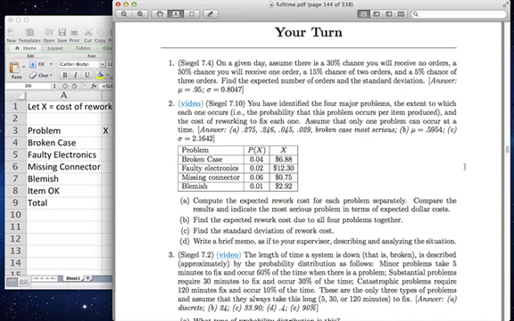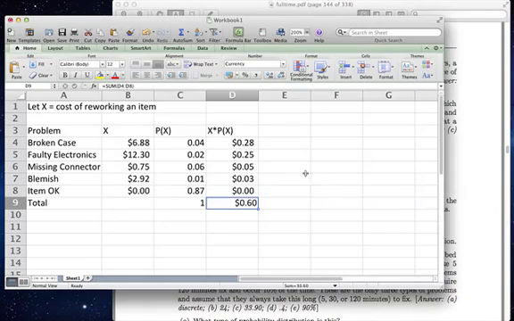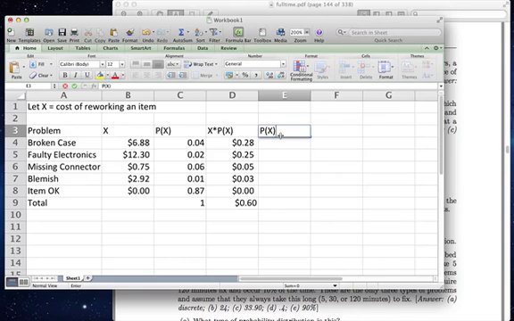Part C reads, what is the standard deviation of rework cost? So let's go find that. To find the standard deviation, remember we're going to take the probability and multiply that by x minus the mean squared. So think of the variance as being the mean of the squared deviations from the mean. So let's go find this. So we'll take probability of x, and then we're going to find the deviation from the mean. So x minus the mean, which is $0.60.